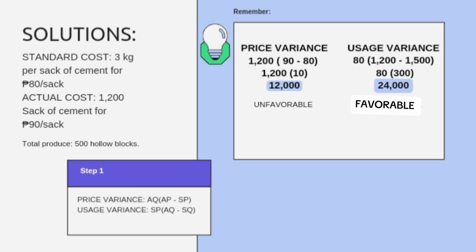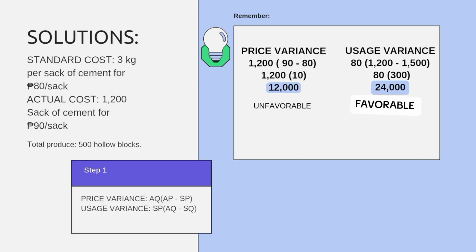And for us to solve it, we need to multiply the total product produced by the standard cost, which is the 3 kg per sack of cement. And now we can compute for it. 1,200 minus 1,500 is equal to negative 300, or simply put 300, and then multiply it by the 80, which is the standard price, and the answer will be 24,000. And it is considered favorable because the quantity of material used is much lower than the standard predicted by the company.